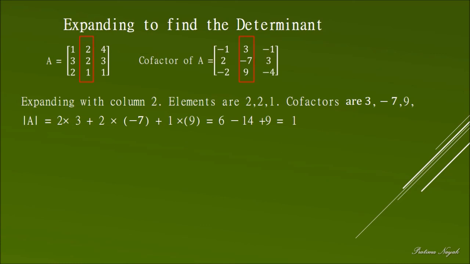I have taken column 2. So the elements are 2, 2, 1 and the cofactors are 3, -7, 9. So 2 multiplies 3 plus 2 multiplies -7 plus 1 multiplies 9. It will be 6 minus 14 plus 9, 15 minus 14. Again it is 1.